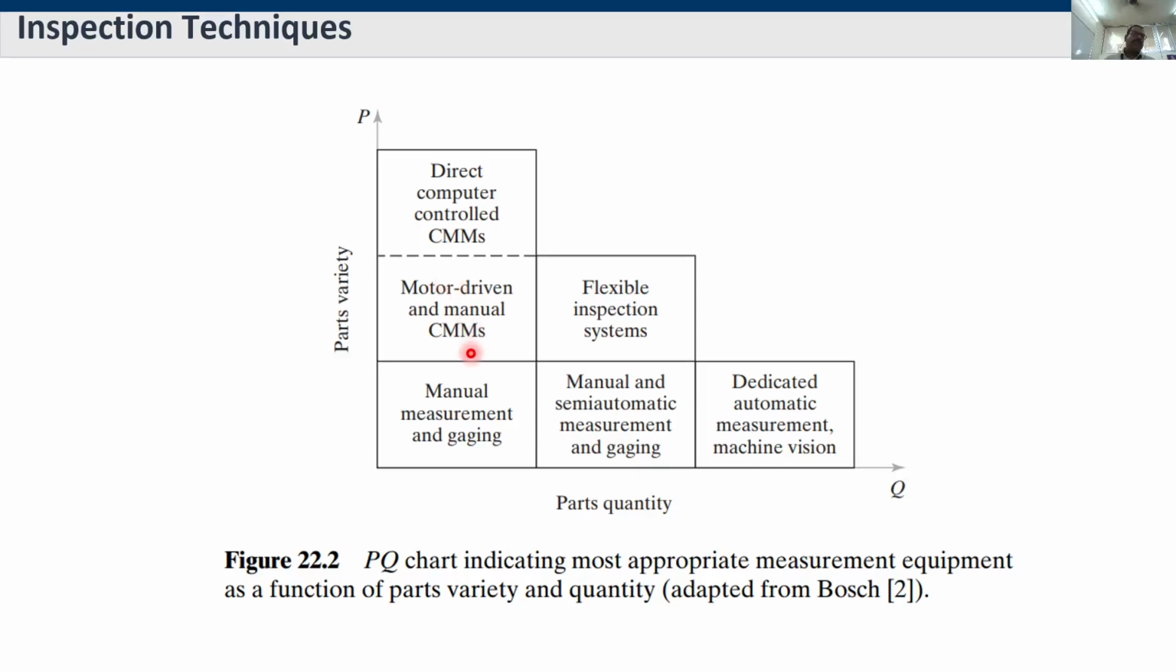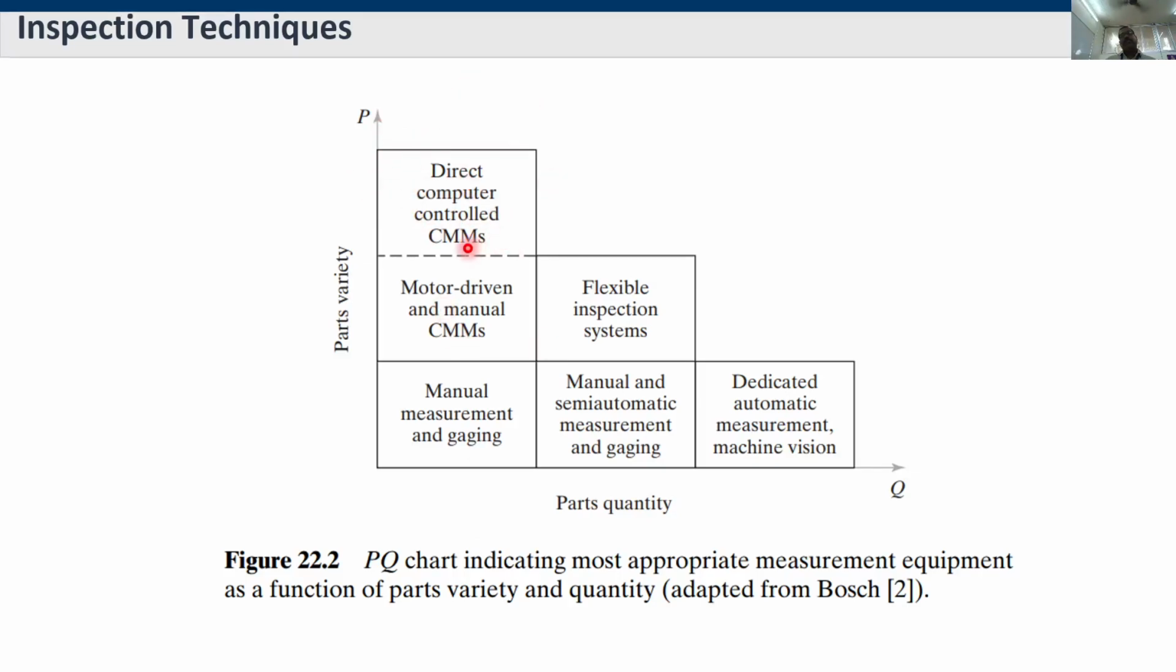So CMMs are classified in multiple ways in terms of operating procedure, whether computer controlled, manually controlled, motor driven, or mechanical assisted; multiple cases are there. But if mid-level variety is there, motor driven and manual CMMs can be used. But if you go with a larger number of varieties, while the volume of components being manufactured is less, in the sense you have to have a direct computer controlled CMM.